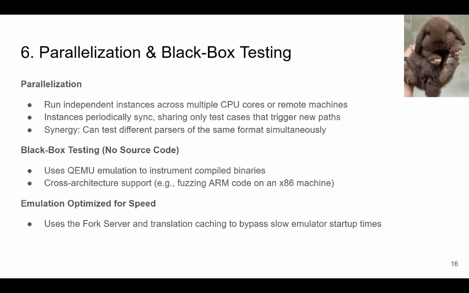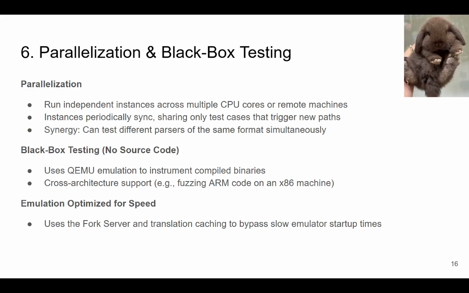Finally, touching on parallelization and black box testing. To scale, AFL actually supports native parallelization. So you can run independent instances across multiple cores or different remote machines. They periodically check in on each other's queues and then pull in files that trigger new behaviors locally. And so this allows them to skip running those same files again when we already have the results remotely.